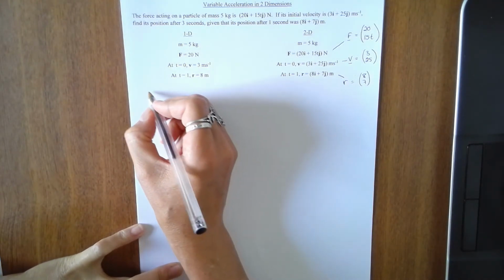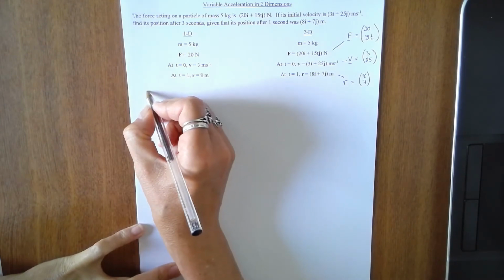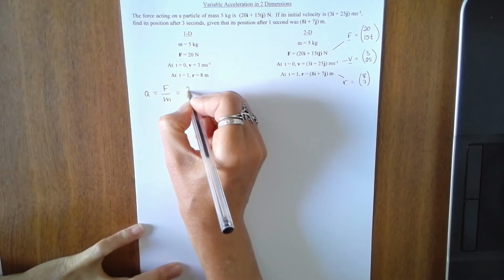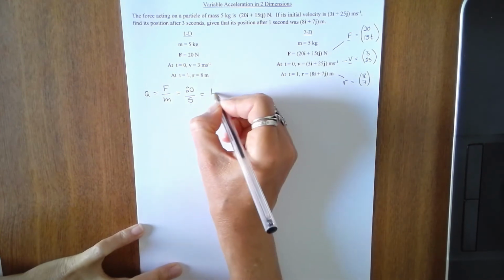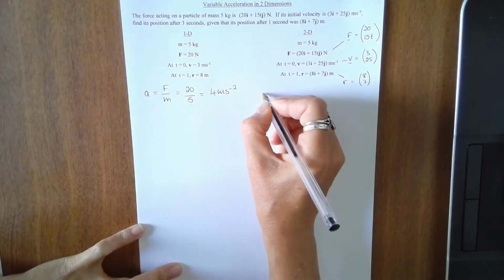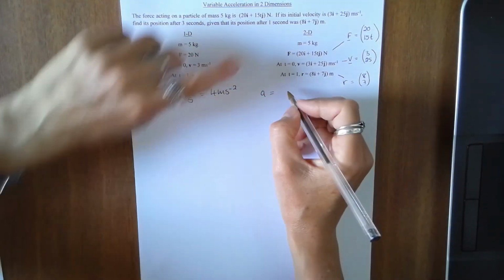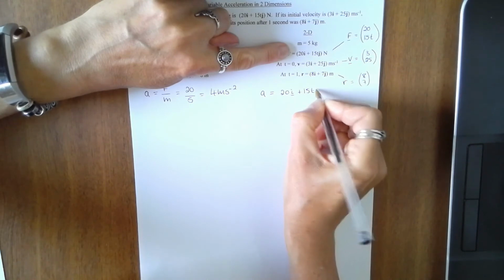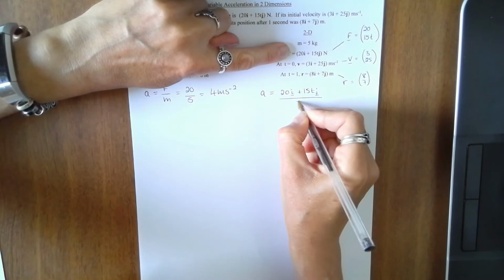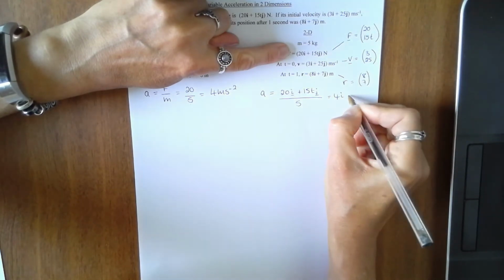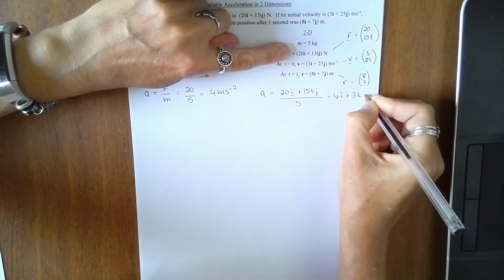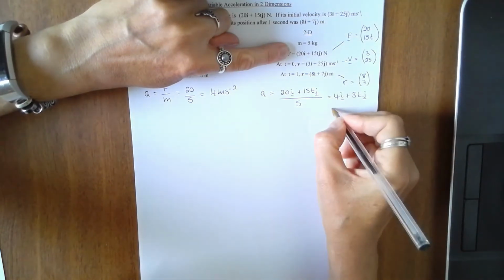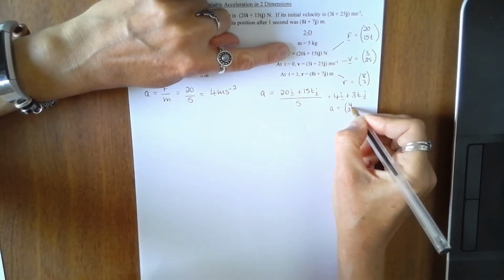So in 1 dimension, using F equals ma, we can have a, acceleration, equals force divided by mass by rearranging that, and that gives us 4 meters per second squared in 1 dimension. In 2 dimensions, we have force equals 20i plus 15tj, and if we divide that by 5, we get 4i plus 3tj. Now I'm going to write that acceleration as a column vector as well. So a equals 4i plus 3tj.